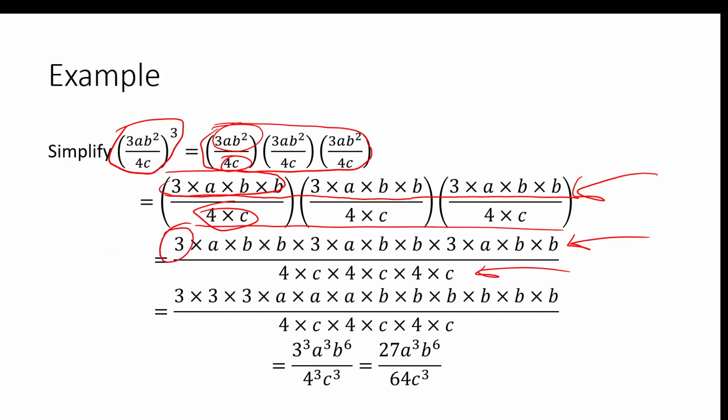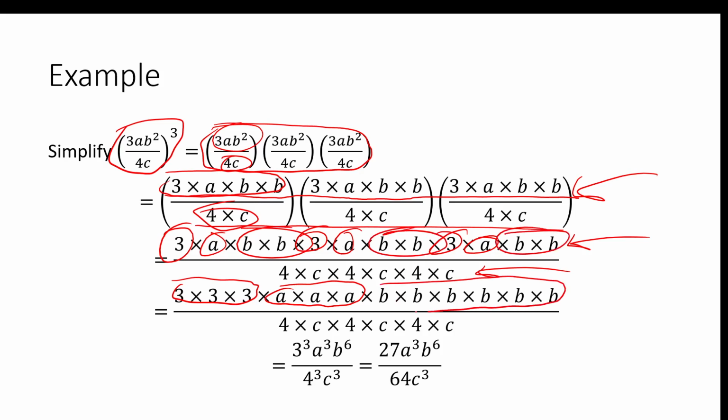Now we see we can just take those 3's and multiply them. We've got, there they are. And we can take these a's and multiply them. And there they are, again, because multiplication is commutative. It doesn't matter what order we do them in. We can take those b times b's, 3 of them, and put them next to each other.